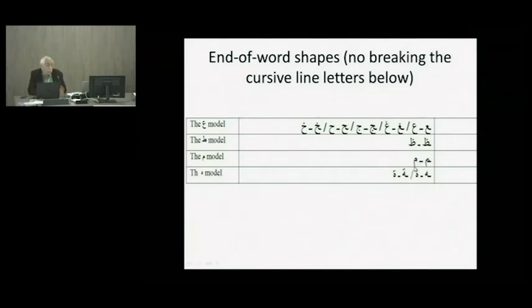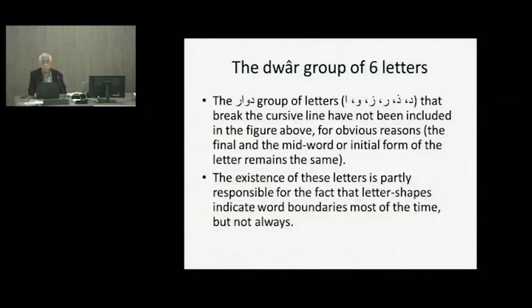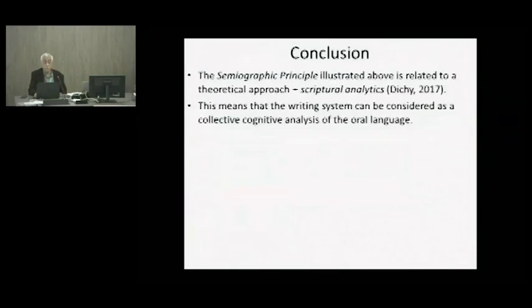The mim does the same as the mem sofit, but of course the shape is different. And this is the whole figure of end of word shapes. And then the dual group of letters remain the same, so they don't have to be discussed here because the shape doesn't change when it is at the end of a word.